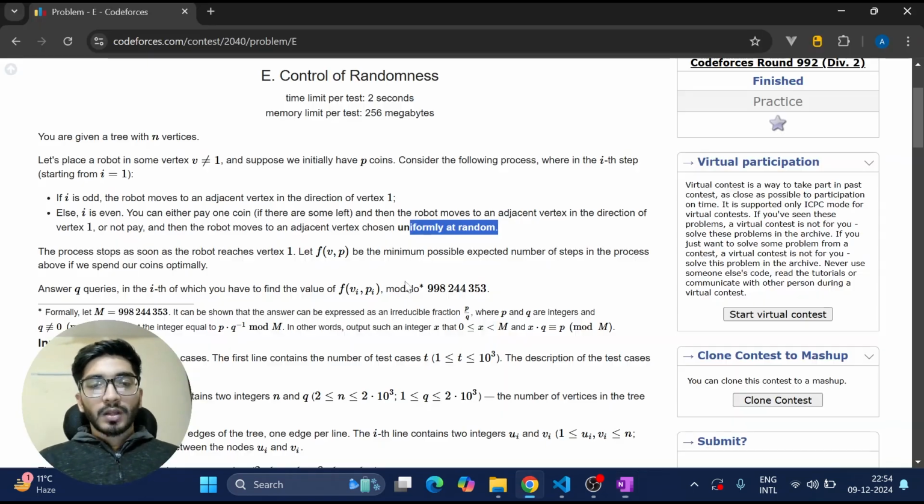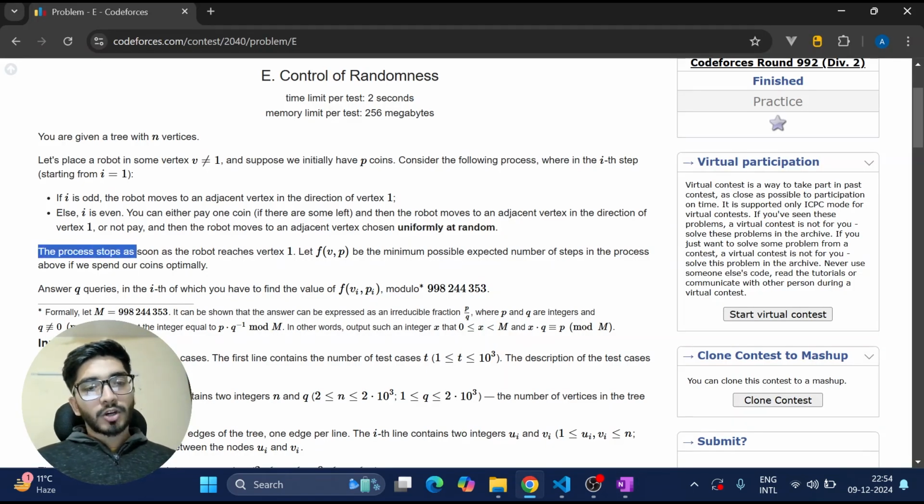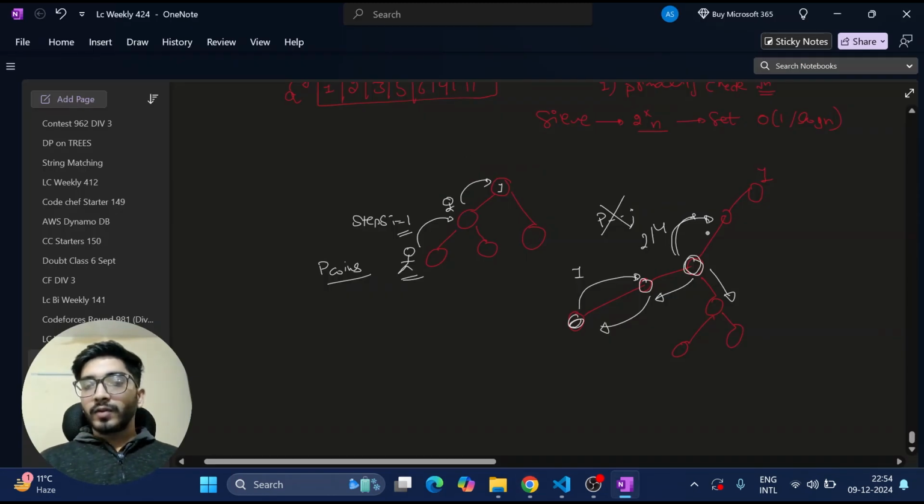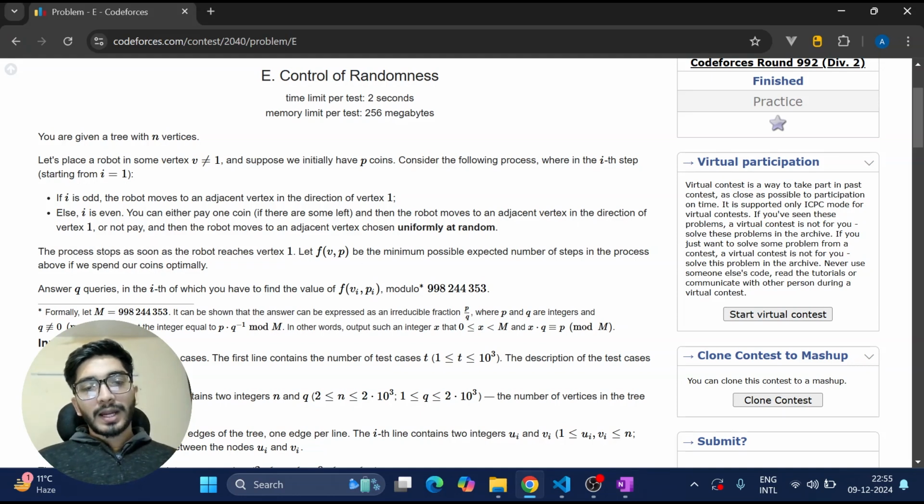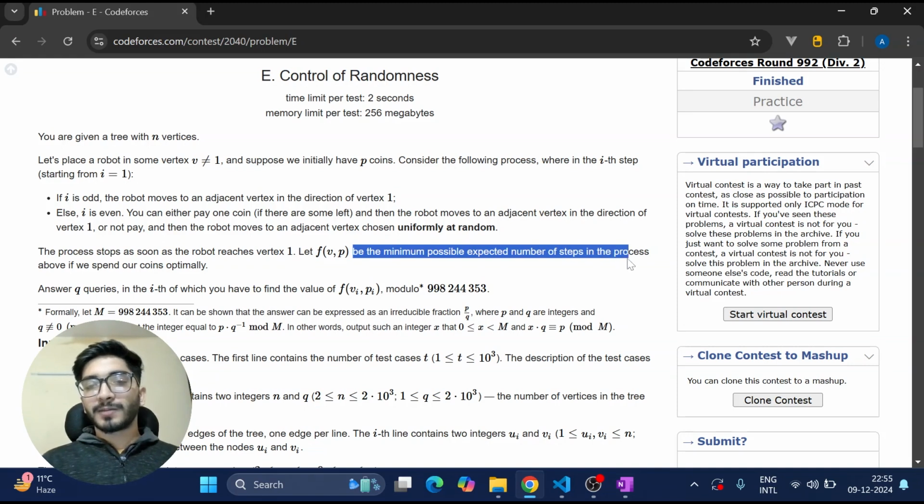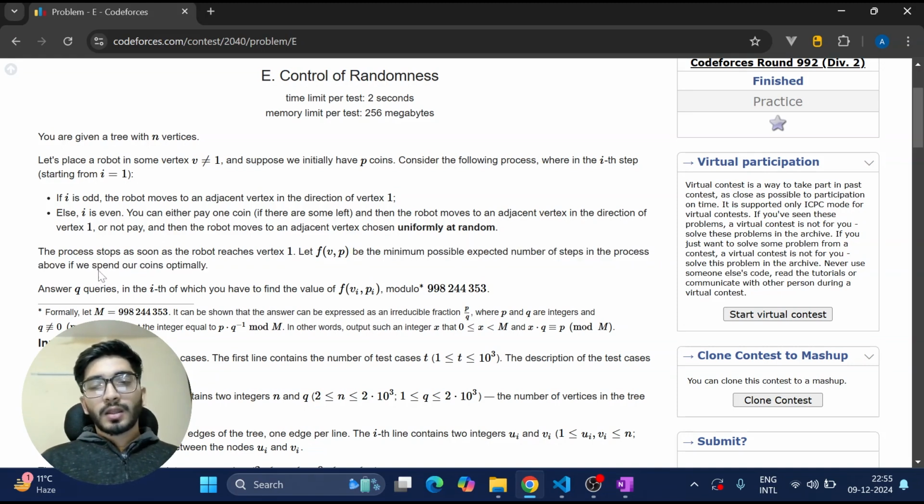The process stops as soon as the robot reaches vertex 1. So whenever the robot reaches vertex 1, this process will stop, and let f(v, p) be the minimum possible expected number of steps in the process if we spend our coins optimally.